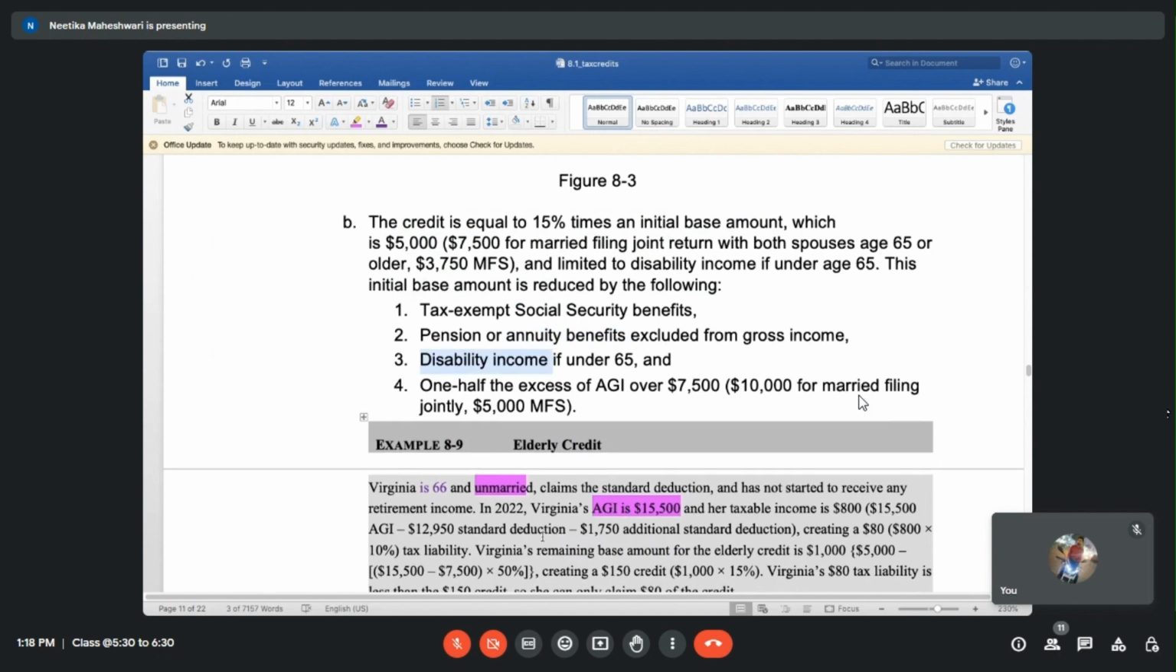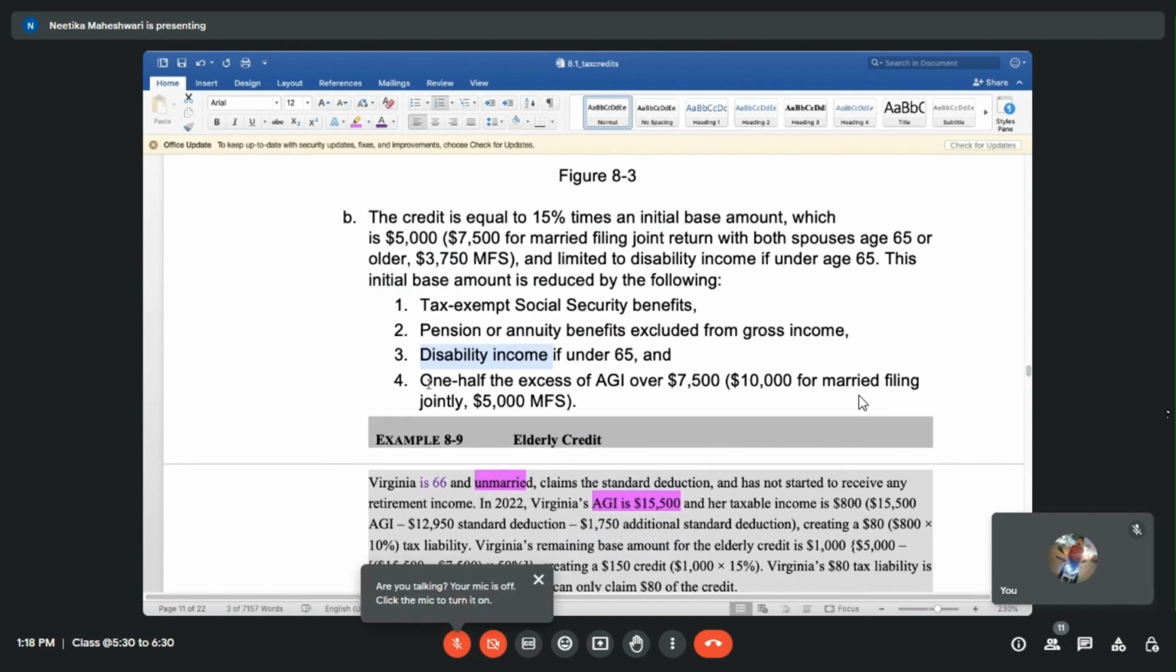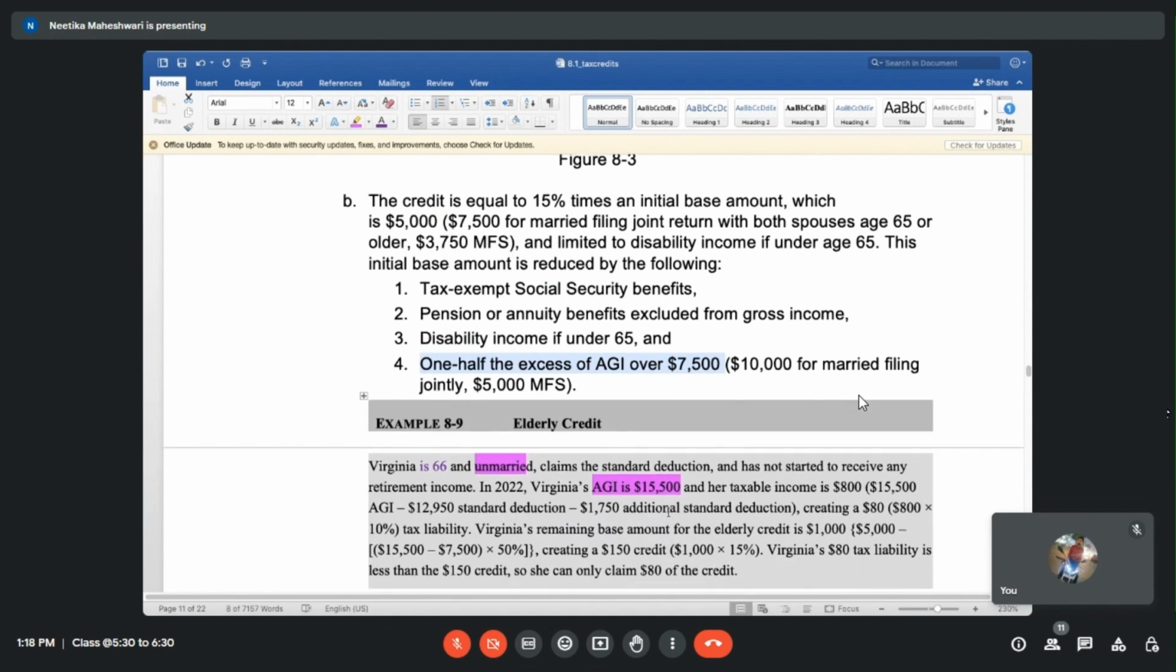There's no social security benefit, no pension or annuity, and nothing of that. So, what is the fourth condition? One half the excess of AGI over 7,500. The AGI is 15,500. Any AGI above 7,500. So we will see what is the difference between these two, and you take one half of that.